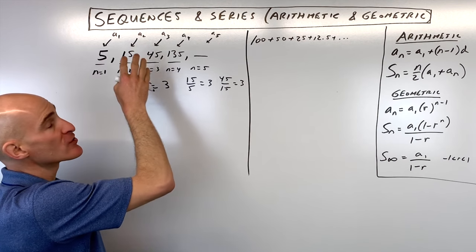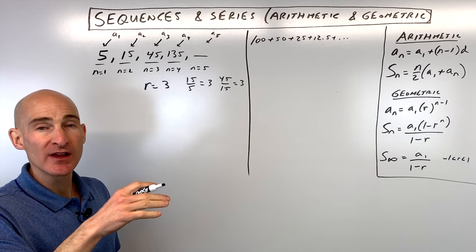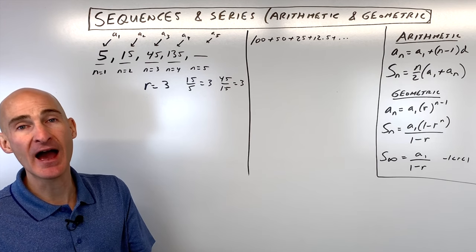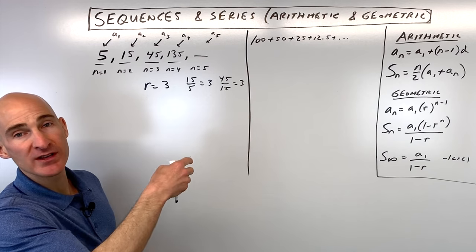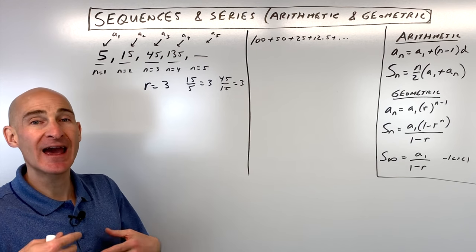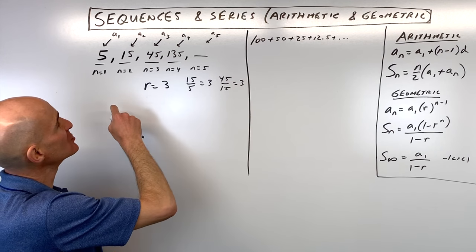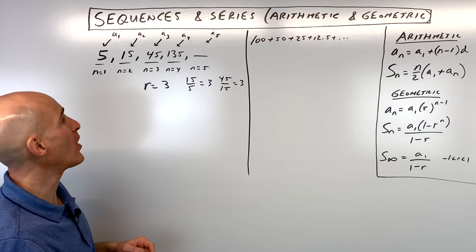Now, if it looks like you're dividing, remember division is really like multiplying by the reciprocal. So if it looks like you were dividing by 2, that's like multiplying by a half. Same thing with the arithmetic ones. If it looks like you're subtracting, it's really like adding a negative number. So that's important to keep in mind. So arithmetic, you're adding the same thing. Geometric, you're multiplying by the same quantity.